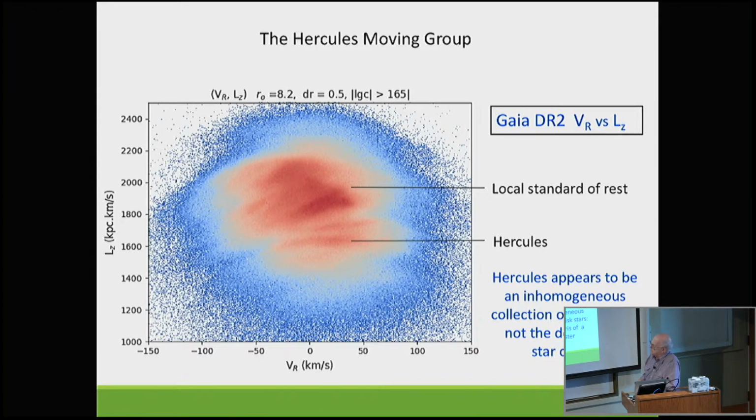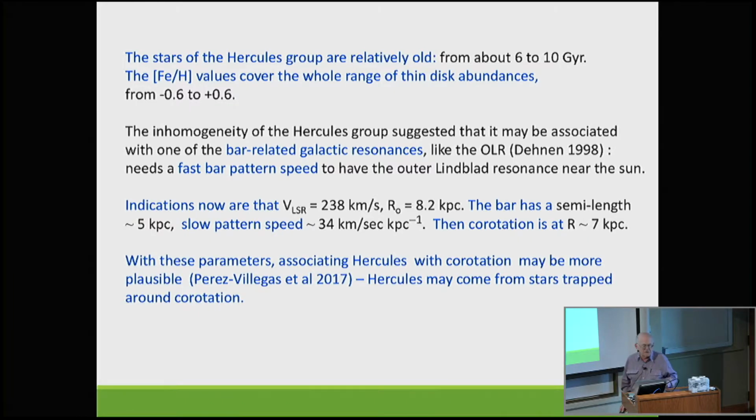And for a long time people thought that this was a moving group of stars, maybe the debris of a star cluster. But then when the chemistry and the stellar population were studied, it turned out to be an inhomogeneous collection of disk stars. It's not the debris of a star cluster. It's some sort of bunch of disk stars that have different abundances and different ages. The stars have ages from about 6 to 10 gigayears, with abundances that range over the whole abundance range that you find in the thin disk.